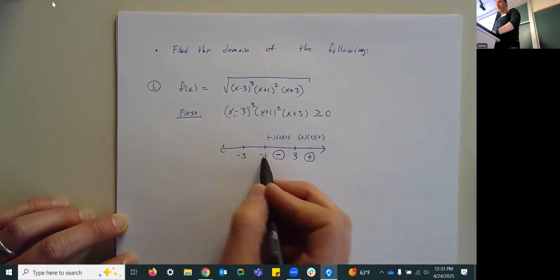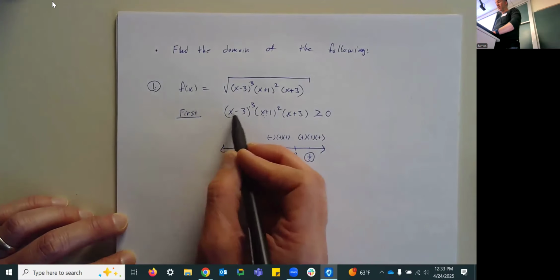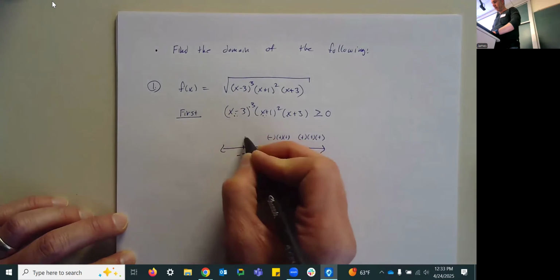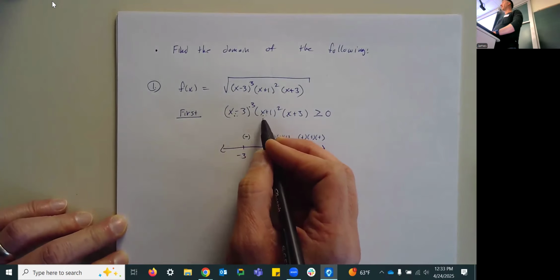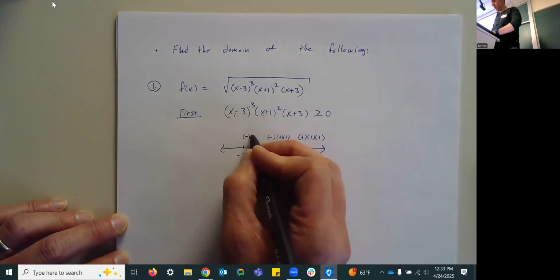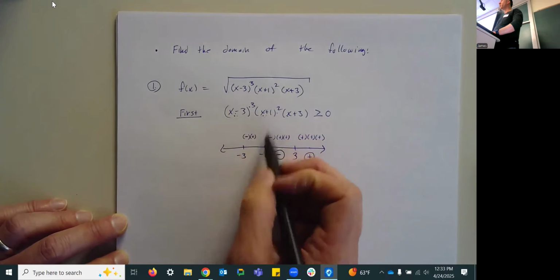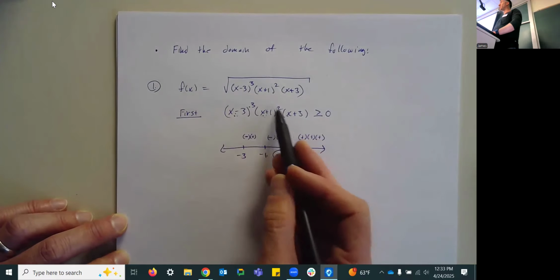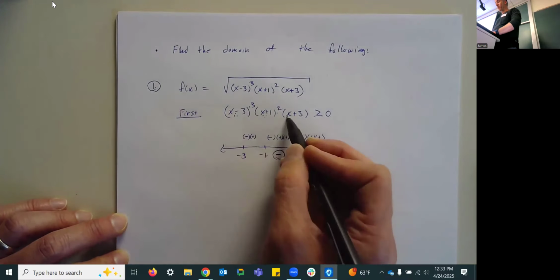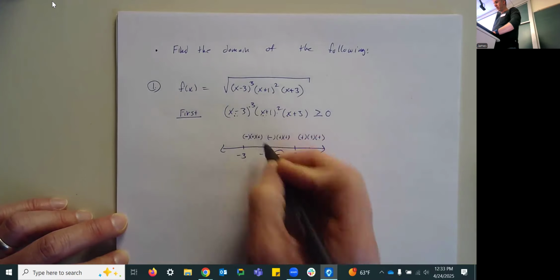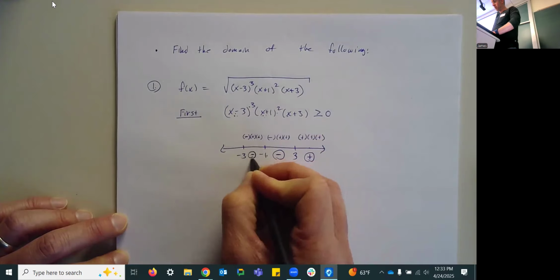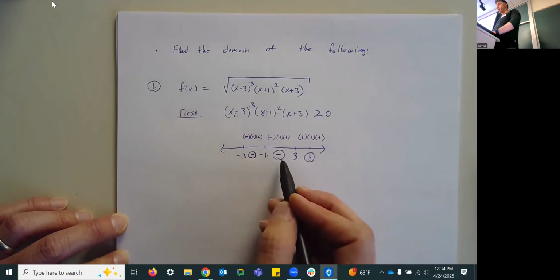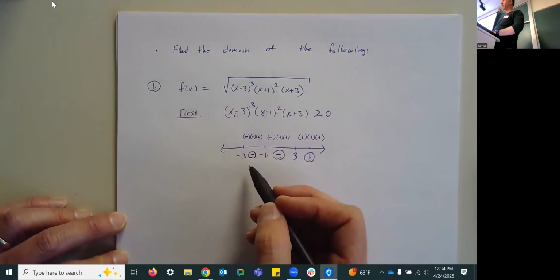Well, let's check just to be sure. Between negative 3 and negative 1, we've got negative 2. Negative 2 minus 3 is negative. Cubed is still negative. Negative 2 plus 1 is negative, but a negative number squared is positive. Oh, look, that's the thing that would have changed, but it didn't because it's raised to an even power. And then negative 2 plus 3 is still positive. So we have a negative times a positive times a positive, which is still negative. So the sign didn't change when we crossed from the right side of negative 1 to the left side of negative 1.